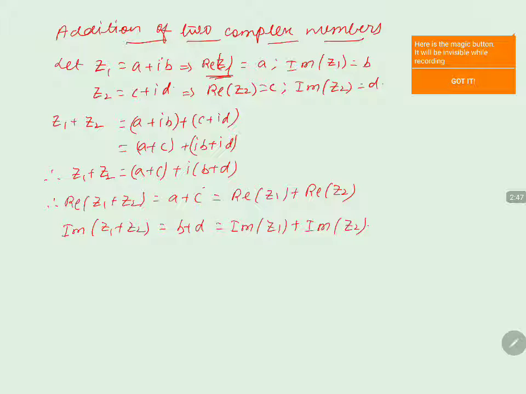So we can say that whenever we add two complex numbers, the real part of Z1 plus Z2 equals the real part of Z1 plus the real part of Z2. The imaginary part of Z1 plus Z2 equals the imaginary part of Z1 plus the imaginary part of Z2.